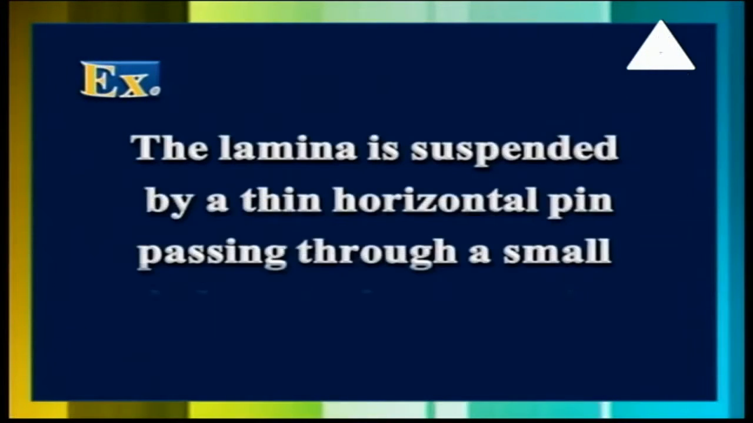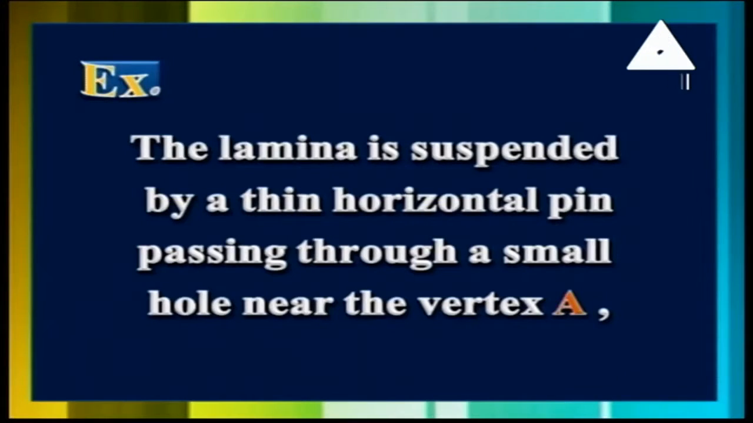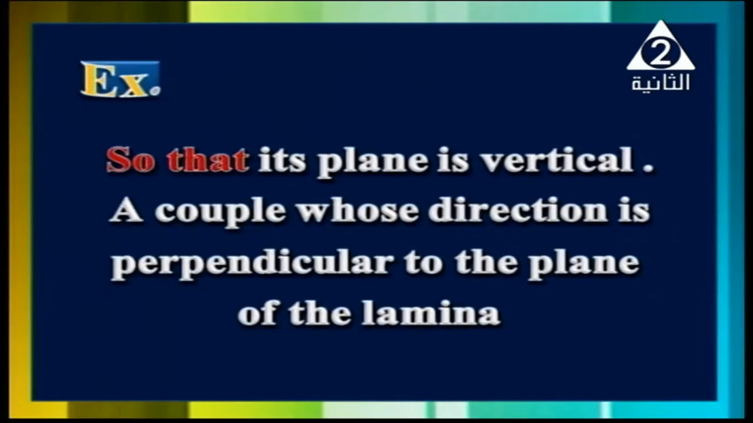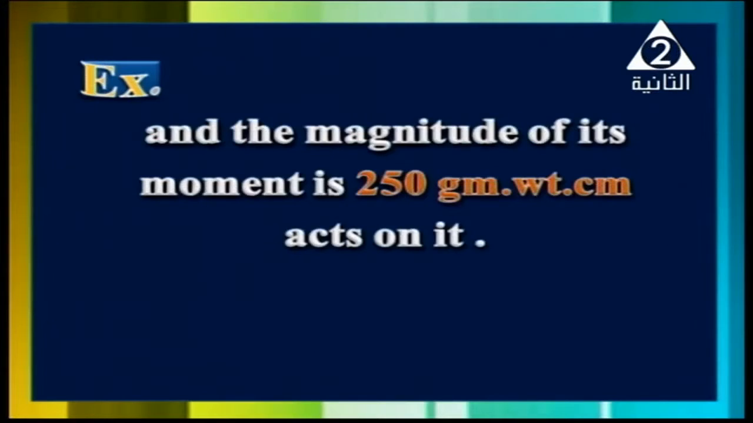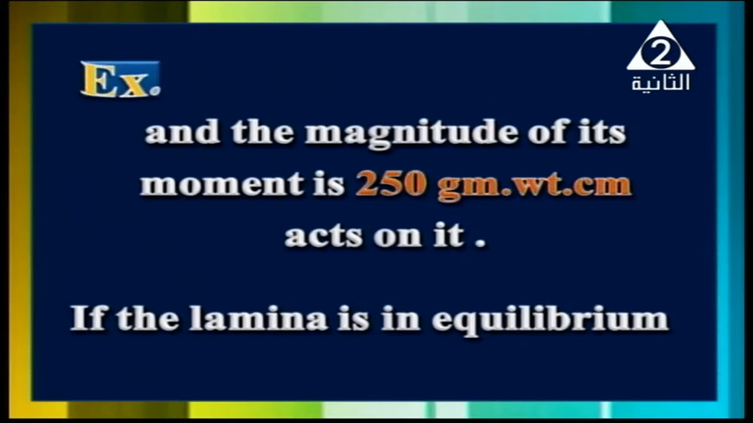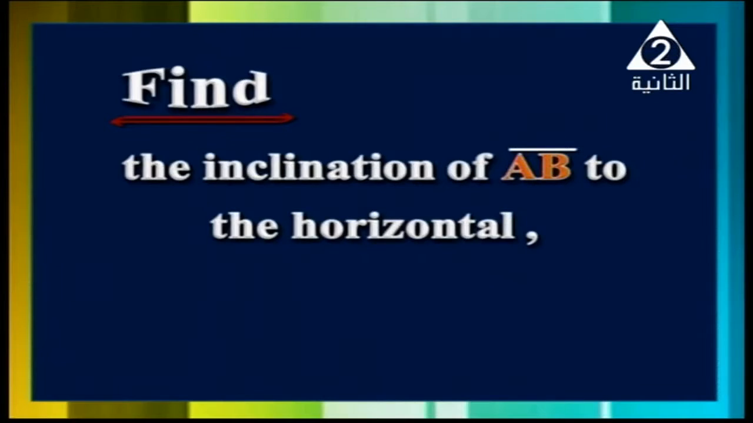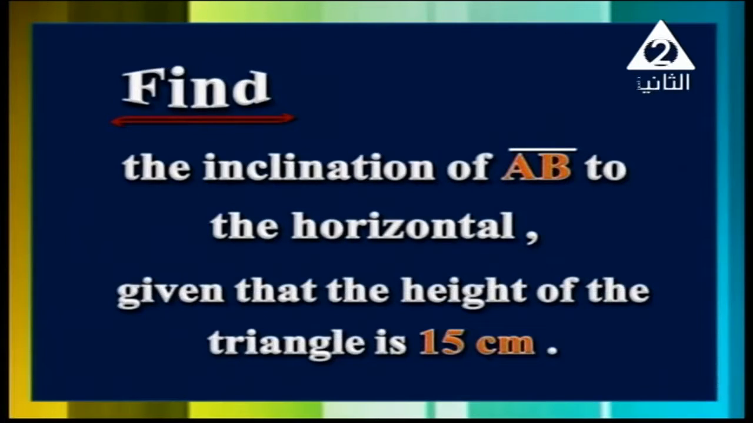The lamina is suspended by a thin horizontal pin passing through a smooth hole near vertex A, so that its plane is vertical. A couple whose direction is perpendicular to the plane of the lamina, and the magnitude of its moment is 250 gram weight centimeter, acts on it. If the lamina is in equilibrium, what is the required? Find the inclination of AB to the horizontal, given that the height of the triangle is 50 centimeter.